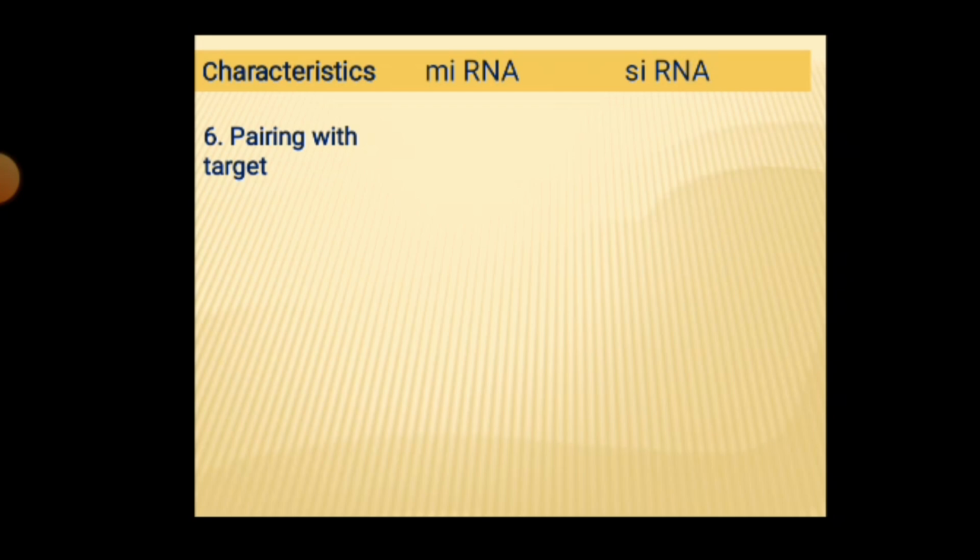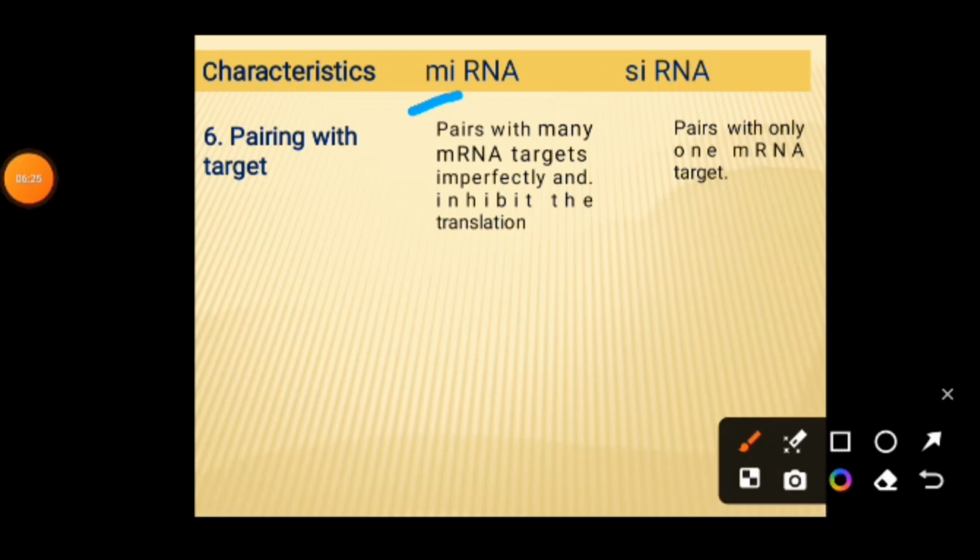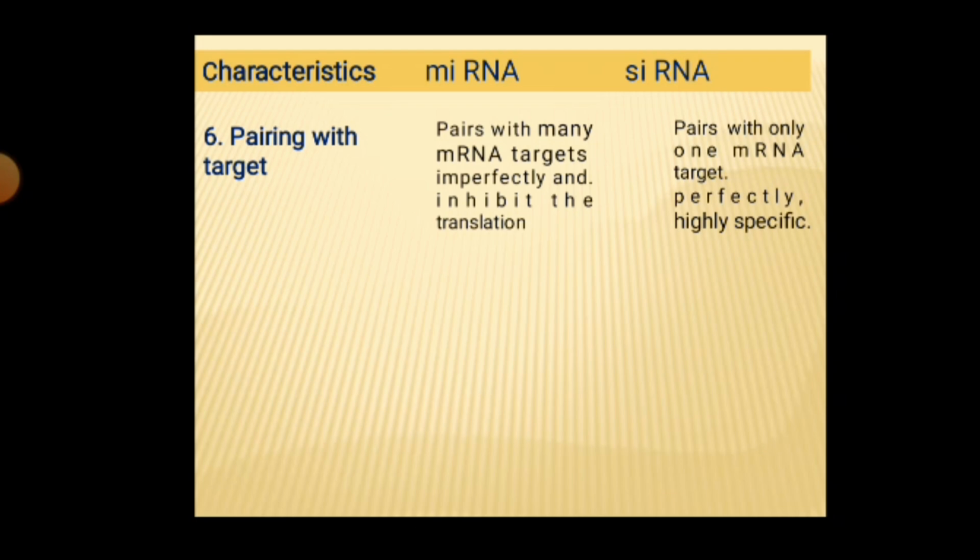Next is pairing with the target. How miRNA and siRNA pair with the target mRNA. miRNA pairs with many mRNA targets imperfectly and inhibit the translation, whereas the siRNA pairs with only one mRNA target. Okay, so miRNA pairs with many target. M means miRNA, that is the first is M, then is I. So miRNA many target, M for many. Okay, and this siRNA pair with the mRNA perfectly, that is, it is highly specific.